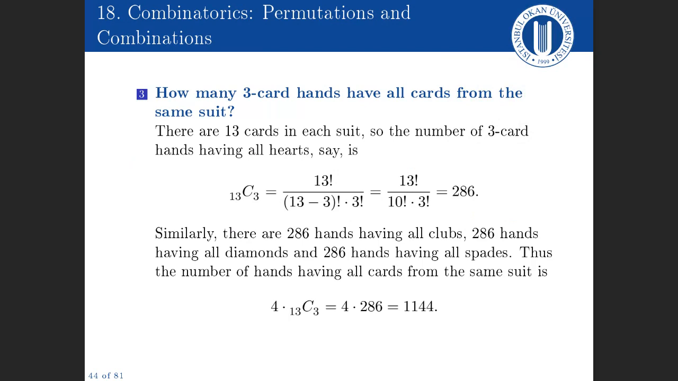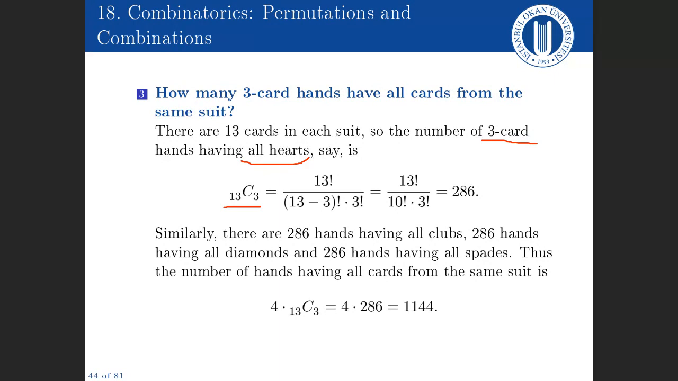And then finally, how many 3-card hands will have all cards from the same suit? Now, remember, there's 13 cards in each suit. Let's talk about hearts first of all. We want to ask how many 3-card hands have all hearts. Choosing 3 out of 13, or 13 choose 3, is 286.